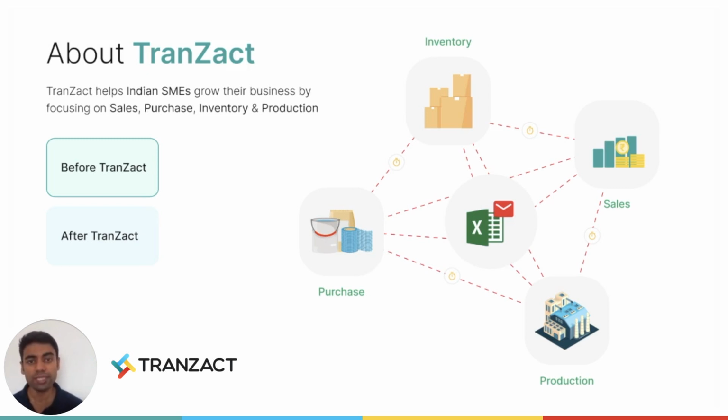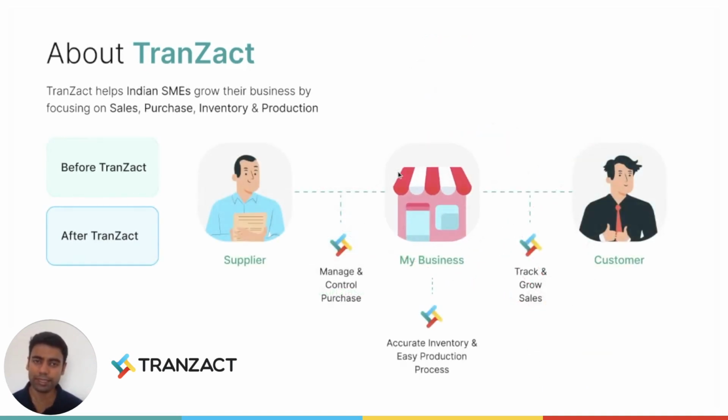They used to lose out on sales because they forgot to follow up on quotations. Orders used to get delayed because of lack of coordination between sales and production teams. The purchase team used to order excess material because inventory was not tracked properly. All this led to loss of revenue and increase in costs. After using TranZact, everything became very streamlined in their company and they were able to manage their core functions easily. Let's see how TranZact helps solve these four key problem areas.